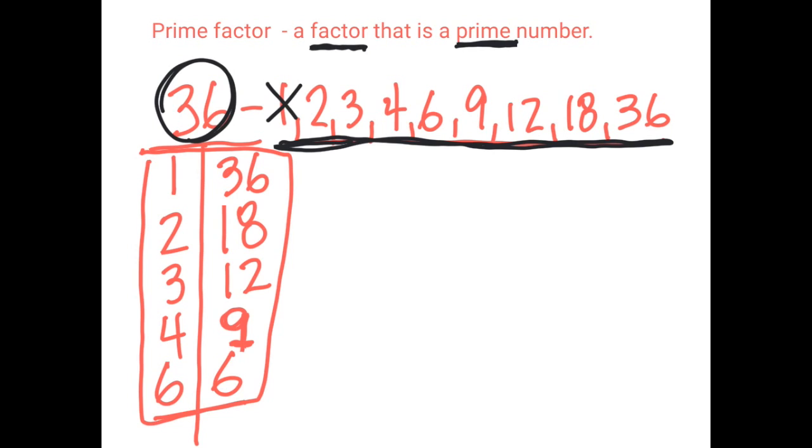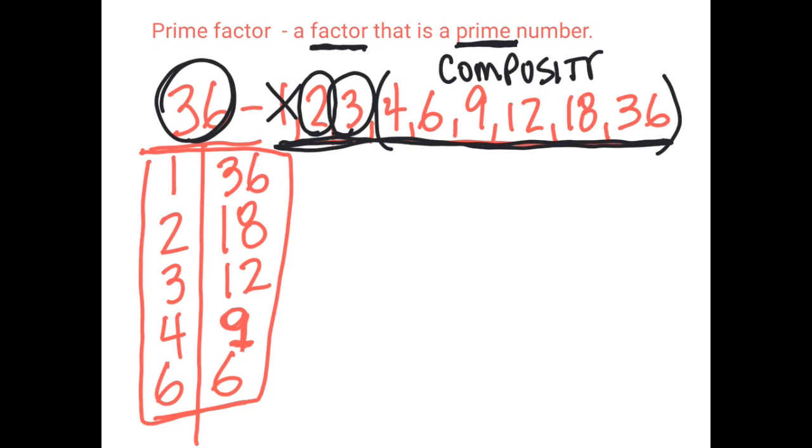Remember, 1 is not a prime number. A prime number has to be greater than 1, so 1 does not count. 2 is a prime number because it has exactly 2 factors, 1 and itself. 3 is a prime number because it has only 2 factors, 1 and itself. 1 times 3 is 3. 4, 6, 9, 12, 18, and 36 are all composite numbers. So the only 2 prime factors of 36 are 2 and 3.